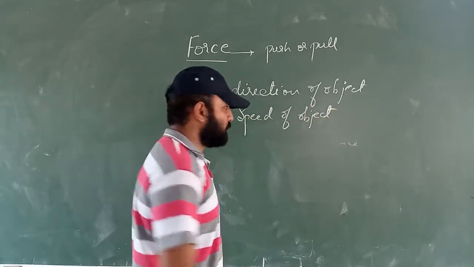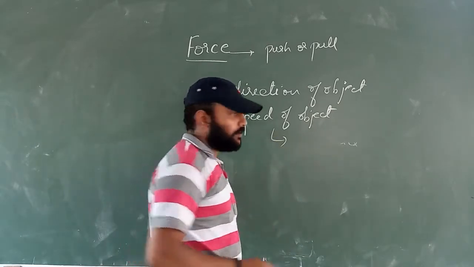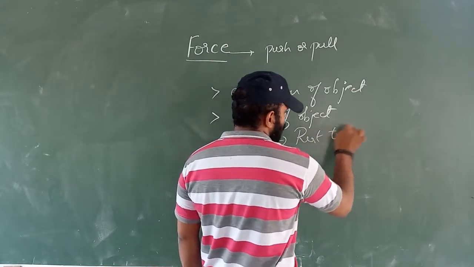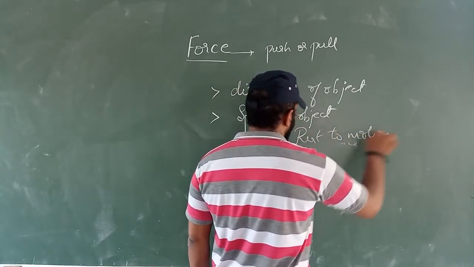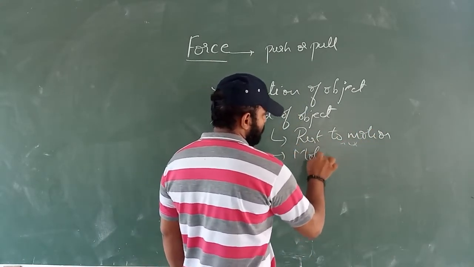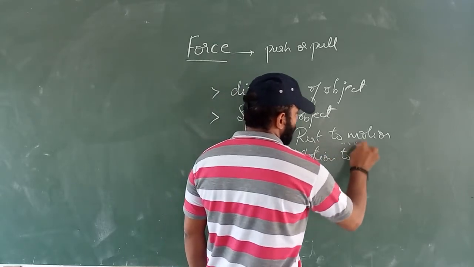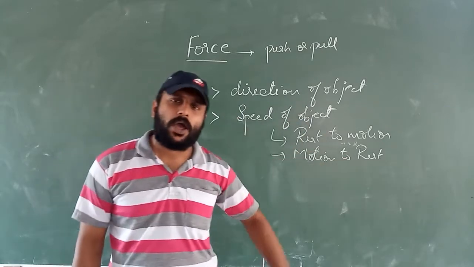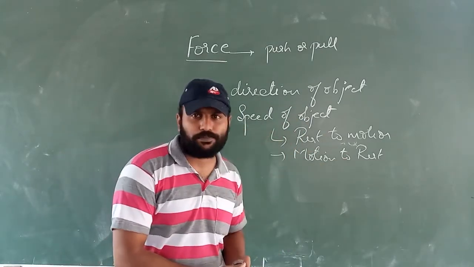Speed of object means what? It can make the object move from rest to motion, or from motion to rest. Either it can make the object move from rest to motion, or it can make the object stop. How come?